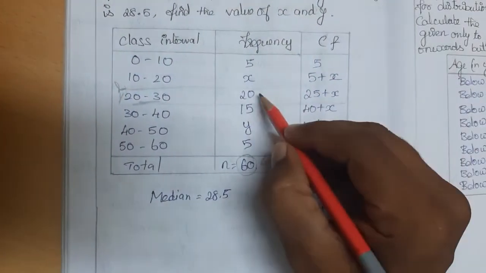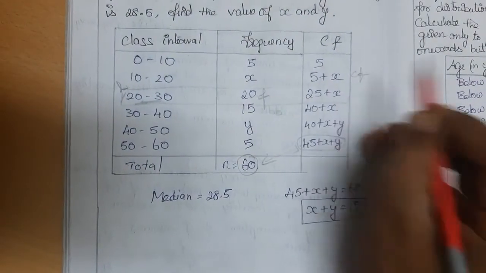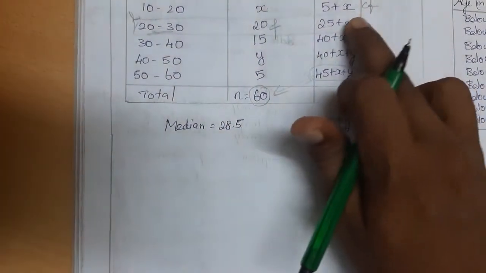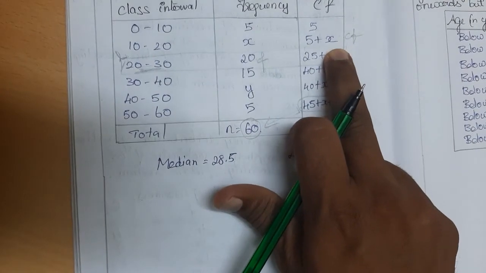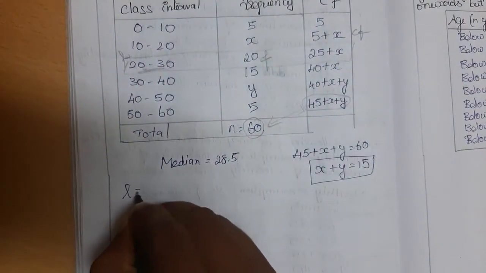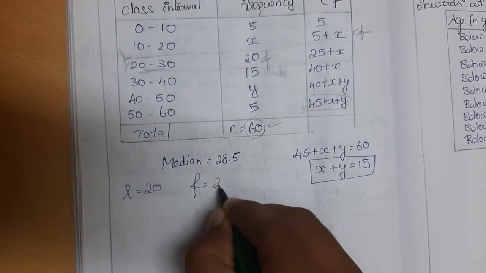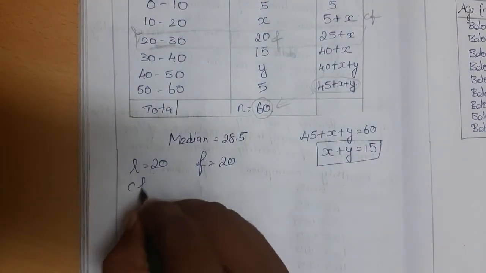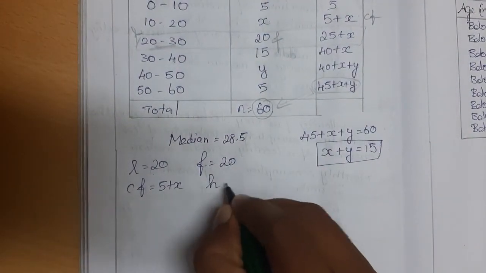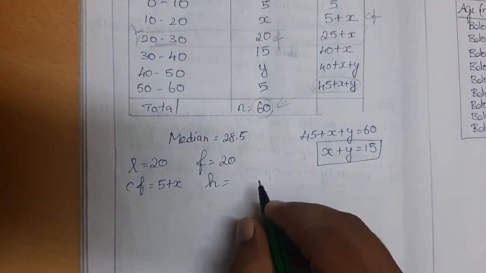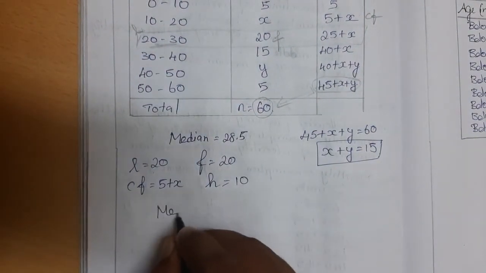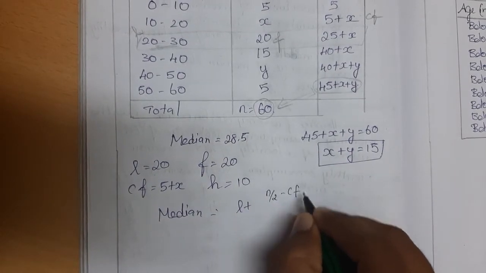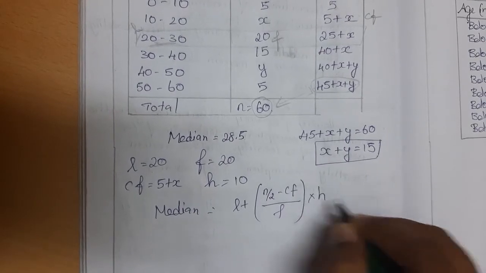Then this will be the lower limit, this will be the frequency f, and the preceding one will be the cf, and the height is 10. Clear? Then we can just substitute. Here we only have the x variable. So if we substitute in the median formula, we will be getting the x value. First let me write that the lower limit is 20, frequency f is equal to 20, and cf is 5 plus x, and the class height is 10. Clear? So the median formula is equal to L plus n by 2 minus cf by f into h.